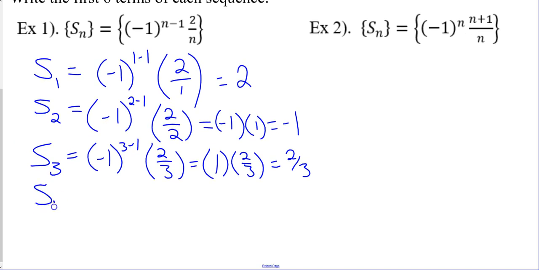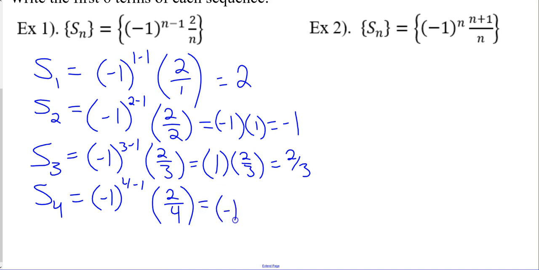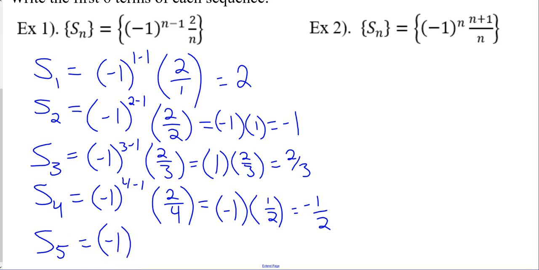Now our fourth term. We plug in 4 for all the n's. -1 to the third power is -1. 2/4 is 1/2. So we get an answer of -1/2. And then our fifth term is -1 to the 5 minus 1 over 2 over 5. -1 to the fourth power is 1 times 2/5 is 2/5.